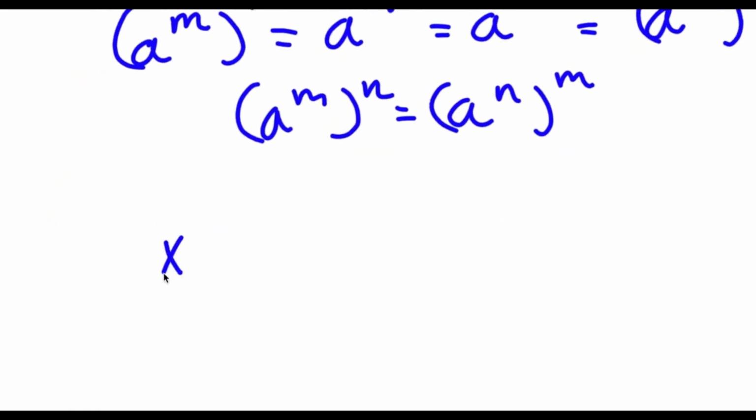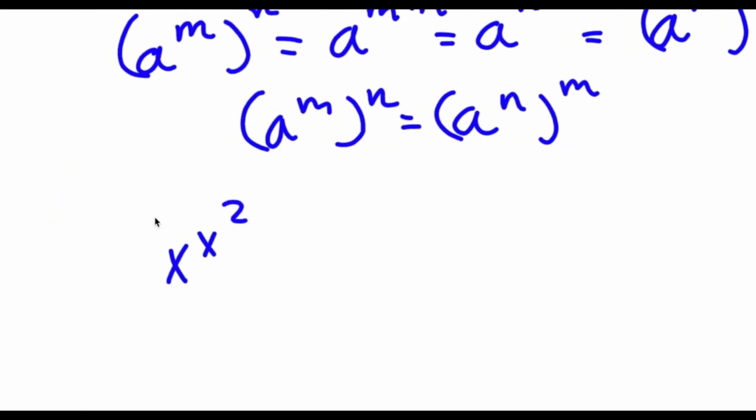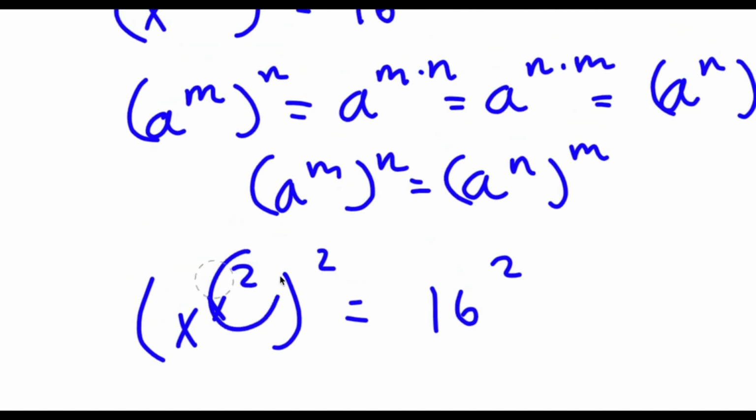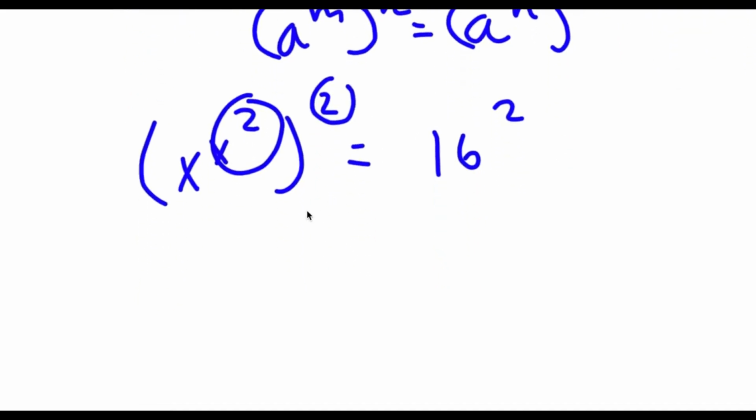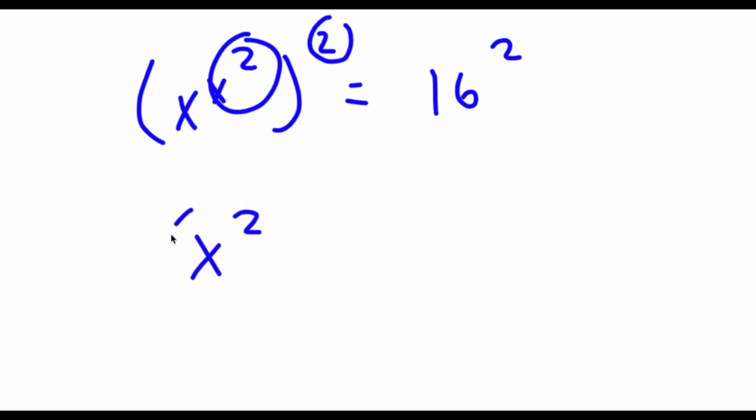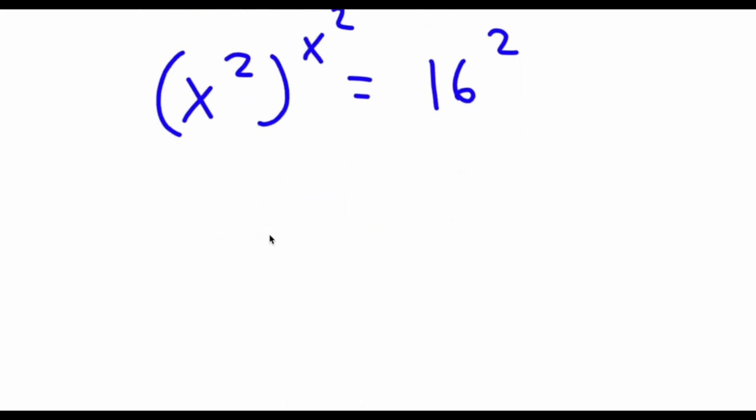So right here we have x to the power of x to the power of 2 to the power of 2 is equal to 16 to the power of 2. So we can think of x to the power of 2 as m and 2 as n. So this is the same thing as a to the power of n to the power of m, meaning if we change these two places, it's going to equal x to the power of 2 to the power of x to the power of 2, which is equal to 16 to the power of 2.